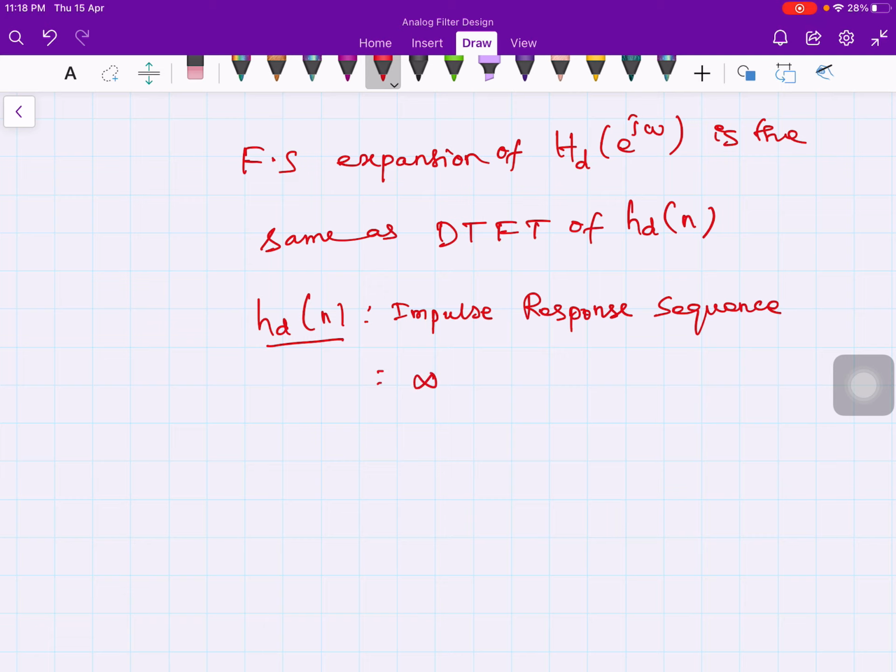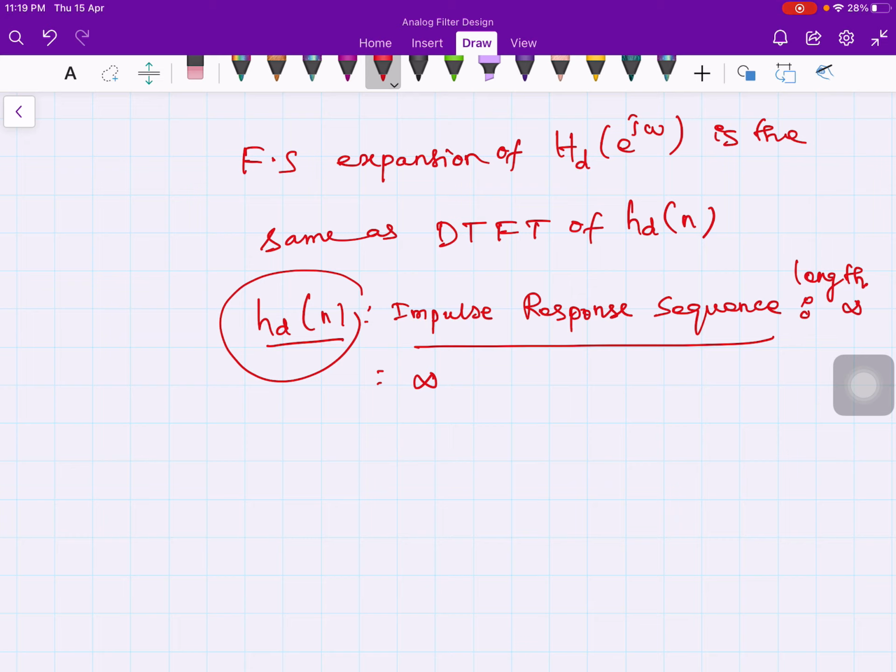So what you do is you first expand in Fourier series, and then you argue that this is an IIR filter. Why is it IIR? Because the impulse response length is infinity. If the length is infinity, then you call it an infinite impulse response filter. But what we want is a finite impulse response filter. Because hd(n) is of infinite length, and arbitrarily, this is where the uncertainty comes.